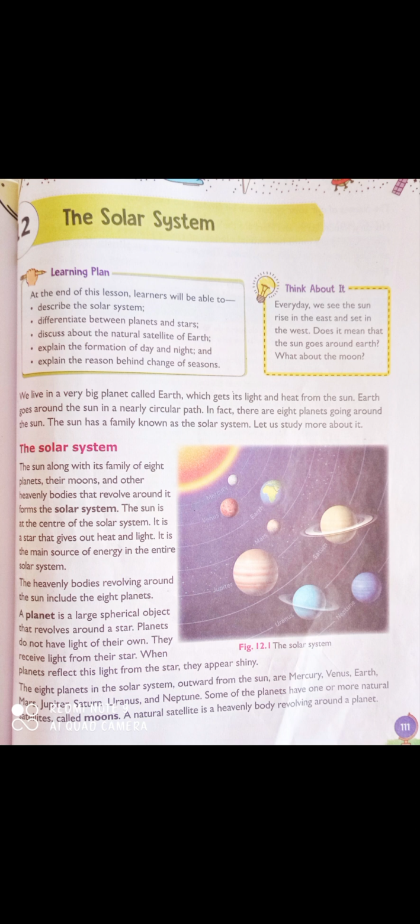And some of the planets have one or more natural satellites. The natural satellites are also called moons. Earth has a natural satellite, that is the moon. Similarly, all planets have their own satellites. A natural satellite is a heavenly body revolving around a planet.